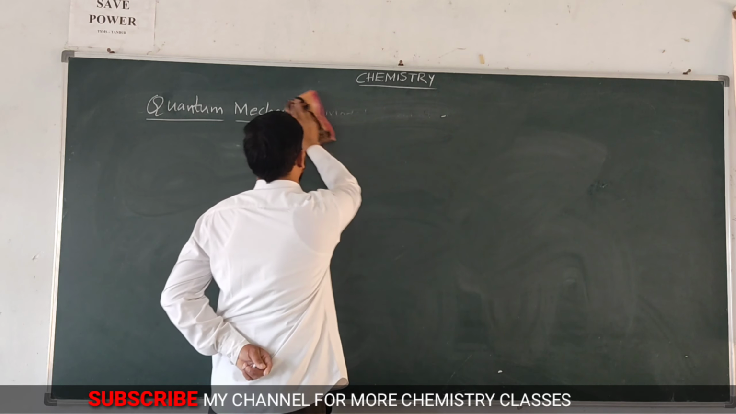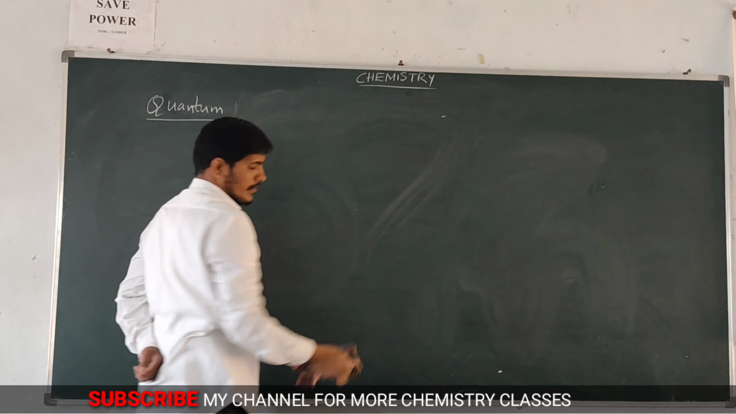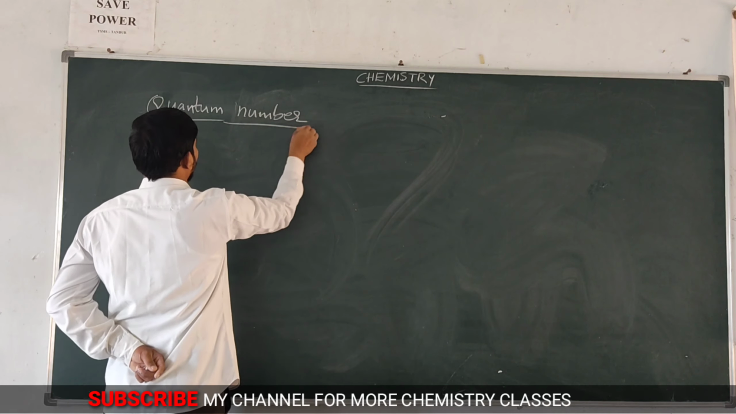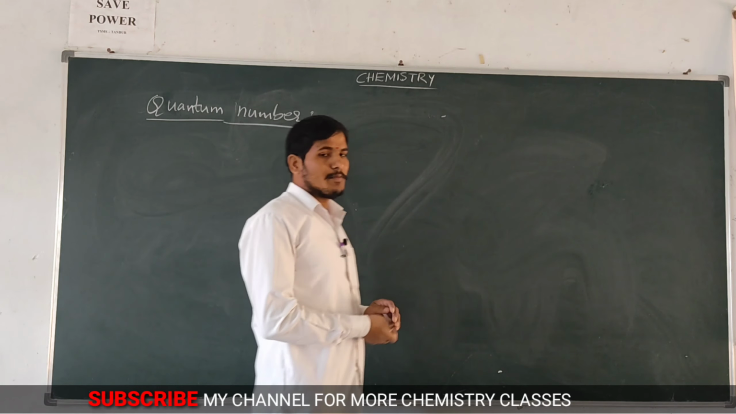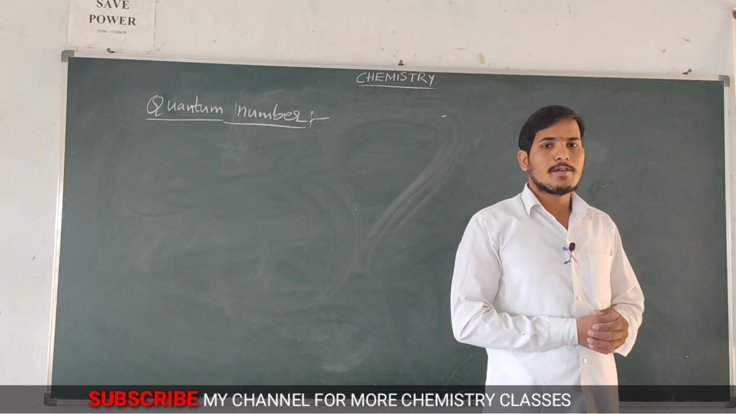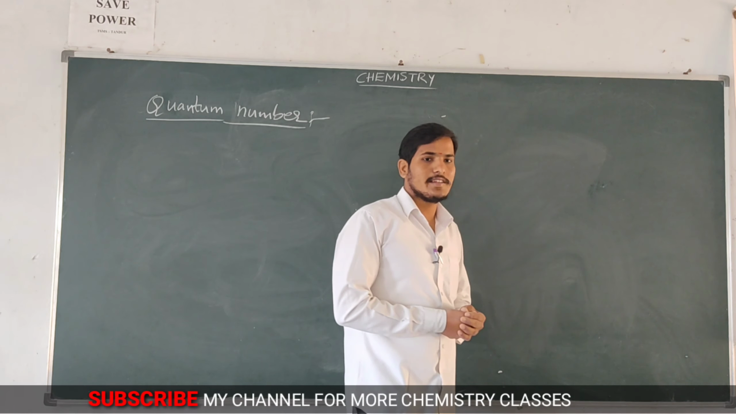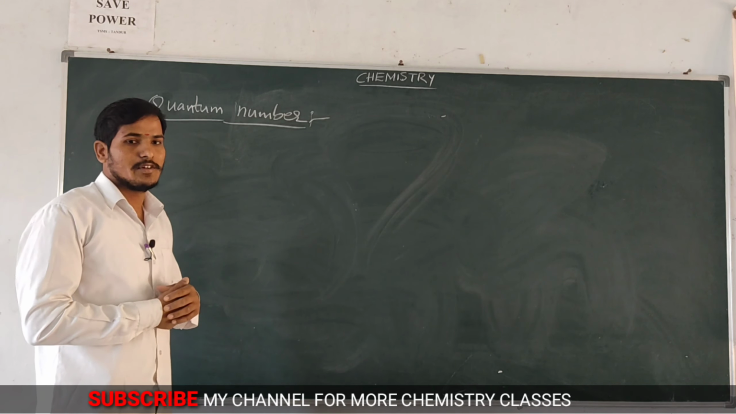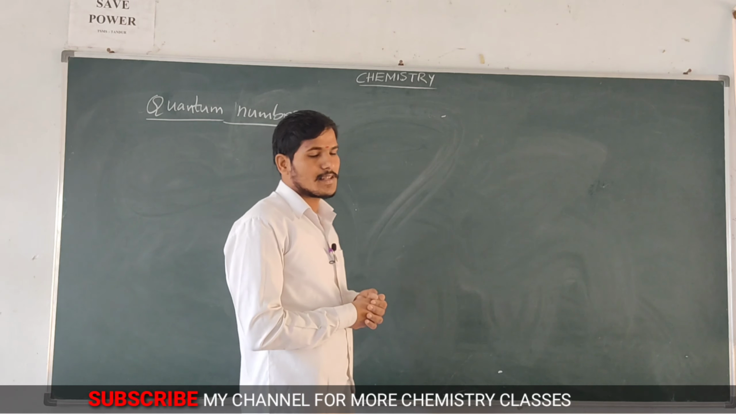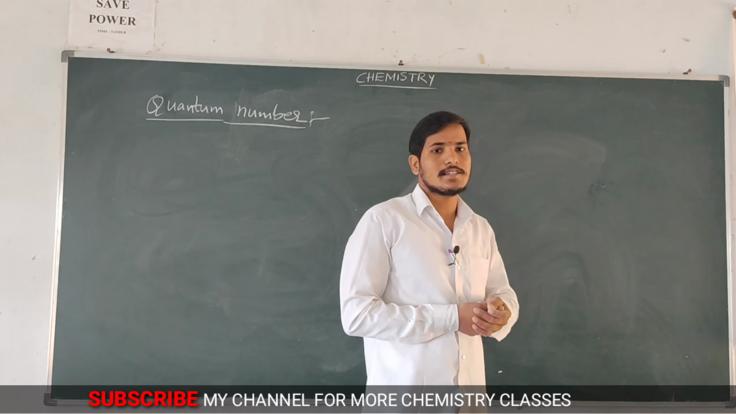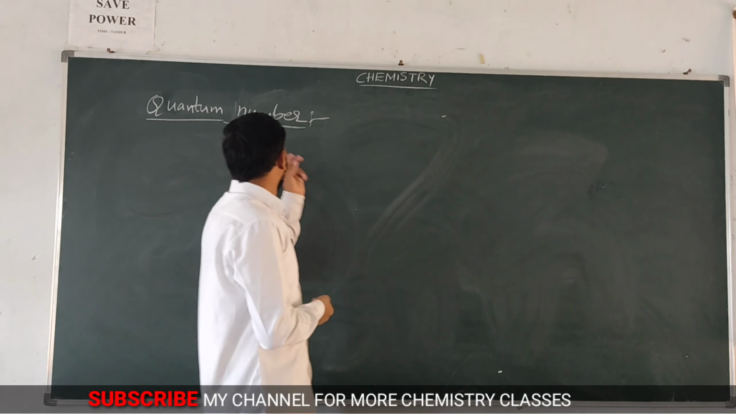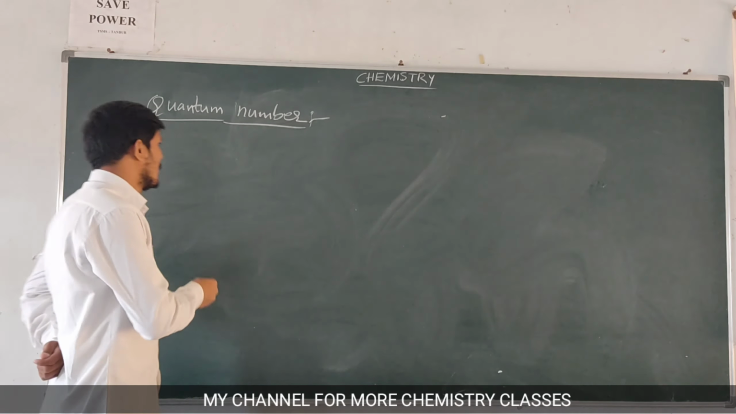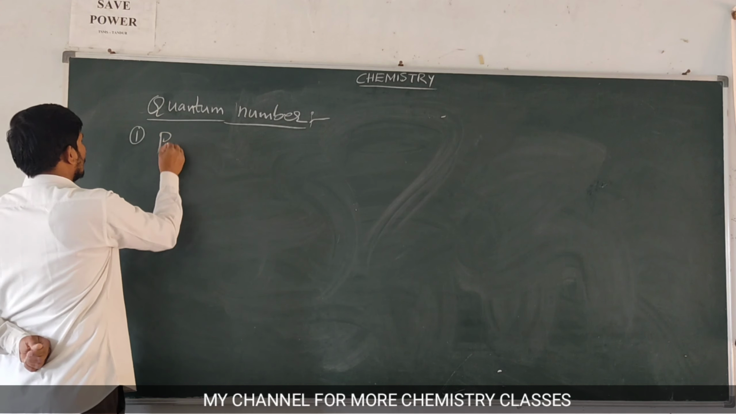Next, the quantum numbers. There are 4 quantum numbers. Quantum numbers give the information, or the address, of where an electron is located around the nucleus of an atom. These quantum numbers are classified into 4 types. The first one is the principal quantum number.